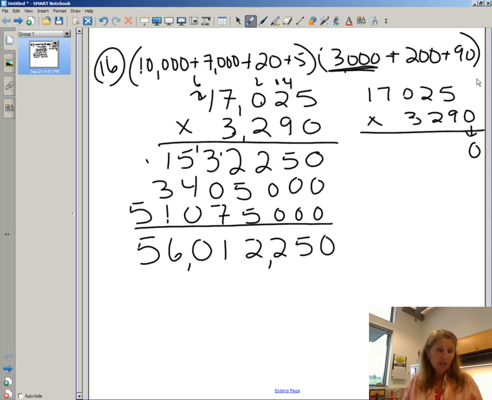If I wrote my numbers correctly, I can just go back into a calculator, 17,025 times 3,290, and hit enter. And I get 56,012,250. So I just checked my product and I had that correct. So I feel confident that I did that correct.